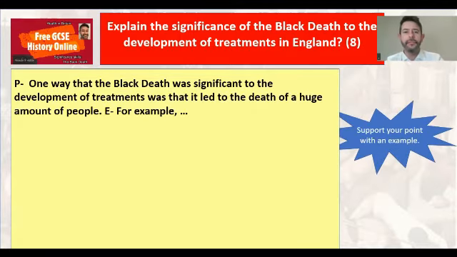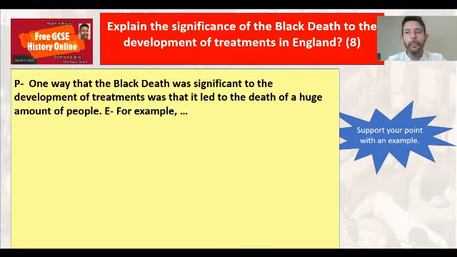Okay, so an example then. Significant to the development of treatments because it led to the death of a huge amount of people. Okay, so I've gone for size and scale. Maybe you've gone for long term, that it changed people's treatments. Doesn't matter what you've gone for, as long as it's a list criteria and you're going to back it up with an example. So now think about the example you're going to give. Okay, pause me and give it a go.